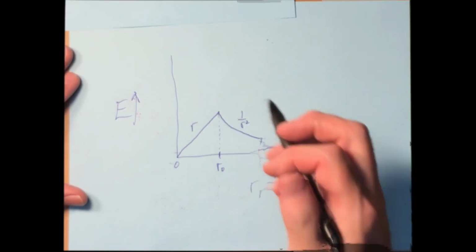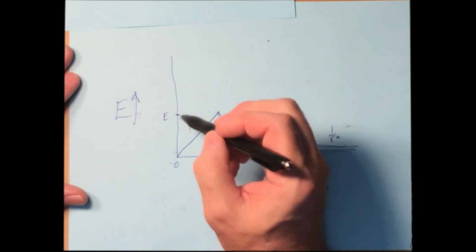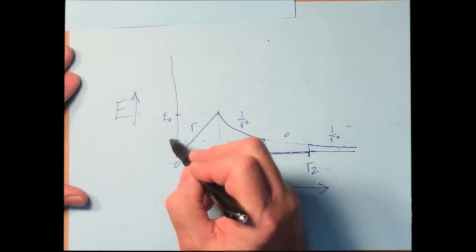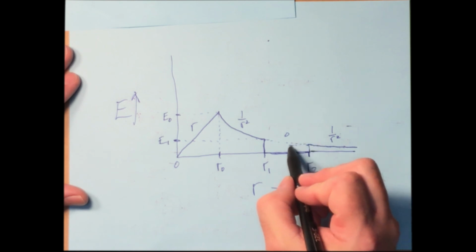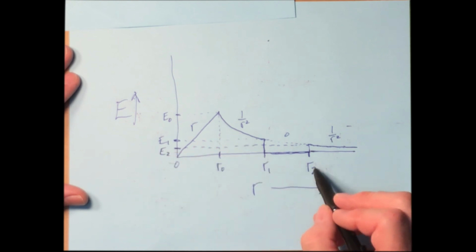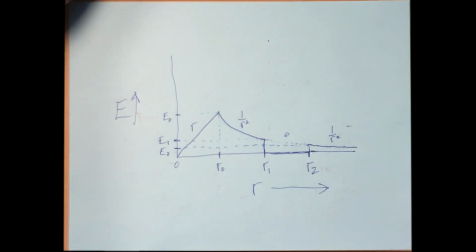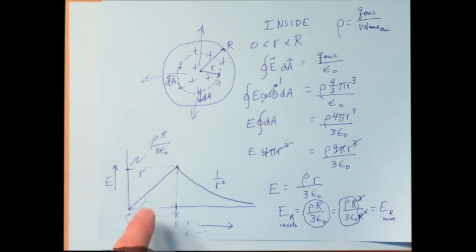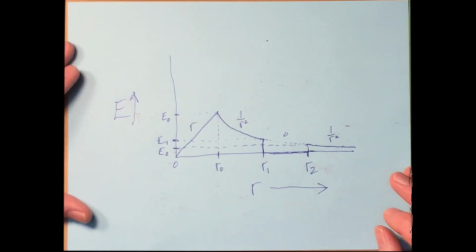Now I could compute these values here. I could compute E for that position. Let's call that E at r naught. I could compute E for that position. That would be E at r1. And I could compute E for that position. That would be E at r2. And you compute those exactly the same way that we did previously for our prior graph, which is this one right here. How do you determine that position right there? So I'll leave it up to you to determine those values.